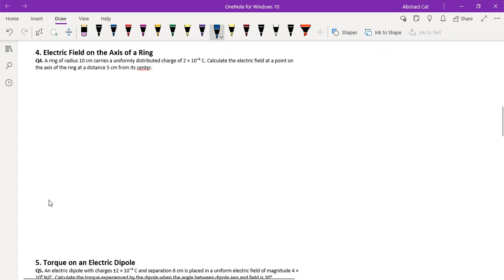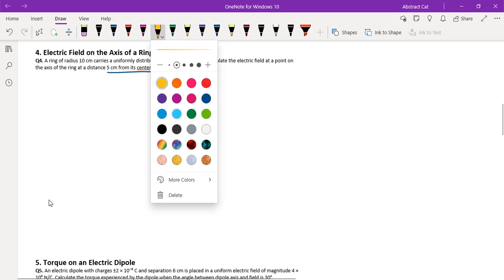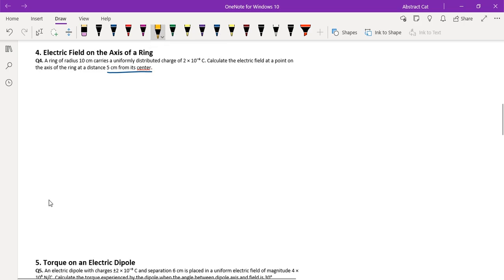And number 4. Electric field on the axis of a ring. The ring of radius 10 centimeter carries a uniformly distributed charge 2 into 10 to the power minus 6 Coulomb. Calculate electric field at a point on the axis of the ring at distance 5 centimeter from its center. Okay, so to solve we need a ring. That's a ring.